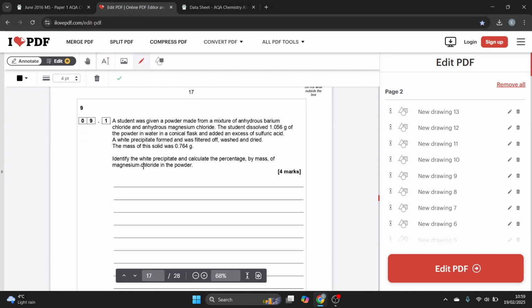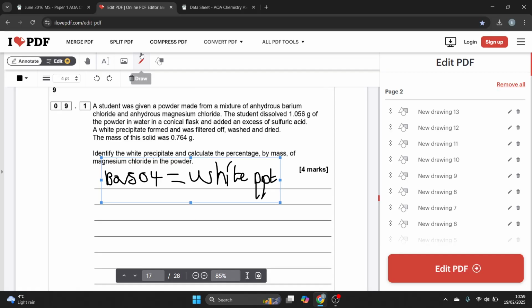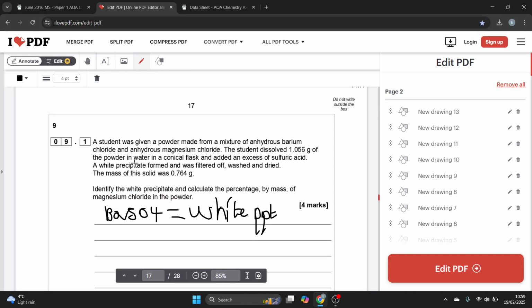Question 9.1: a student is given a powder made from a mixture of anhydrous barium chloride and magnesium chloride. The student dissolved this powder in a conical flask, added excess sulfuric acid, and a white precipitate was formed. Identify the white precipitate. Well, excess sulfuric acid, barium chloride, white precipitate, it's going to be barium sulfate. That's probably the easy part. Then it says calculate the percentage by mass of magnesium chloride in the powder.